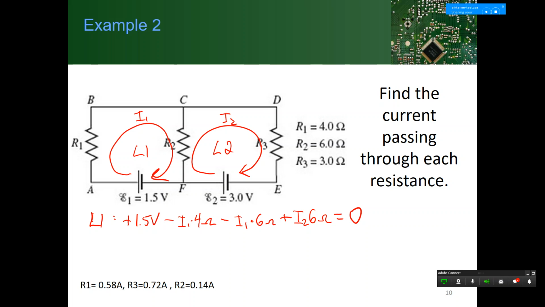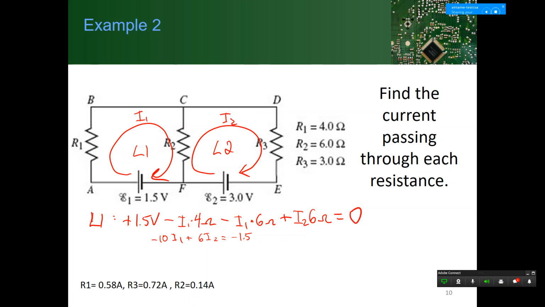And we can clean this up a little bit, right? So I'm going to combine the I1s. So it's going to be negative 10 I1 plus 6 I2 is going to be equal to negative 1.5. Okay? I just cleaned it up a little bit. I combined my I1s. I moved all my constants to the right, and all my variables to the left. And now I have one equation with two unknowns.